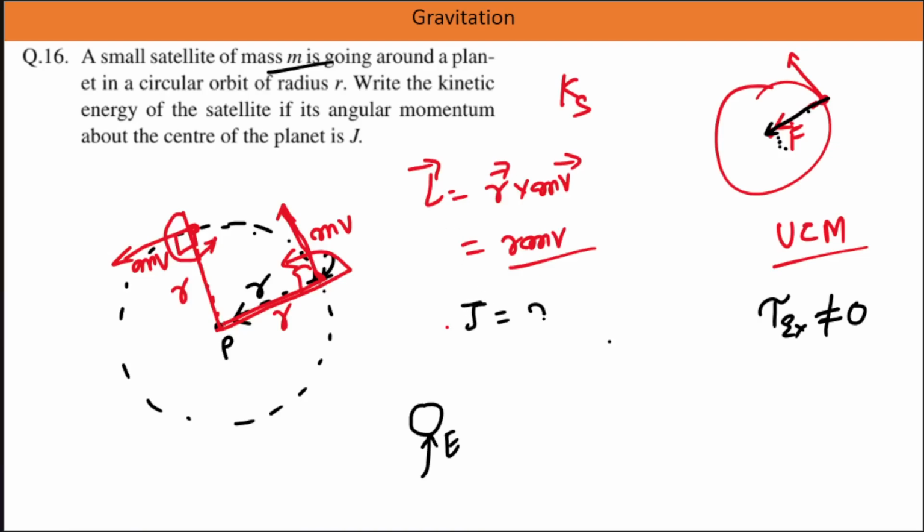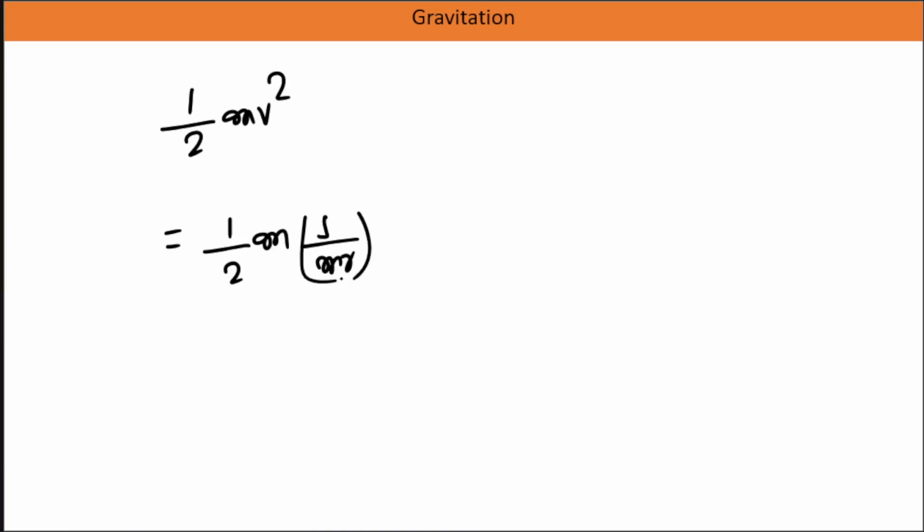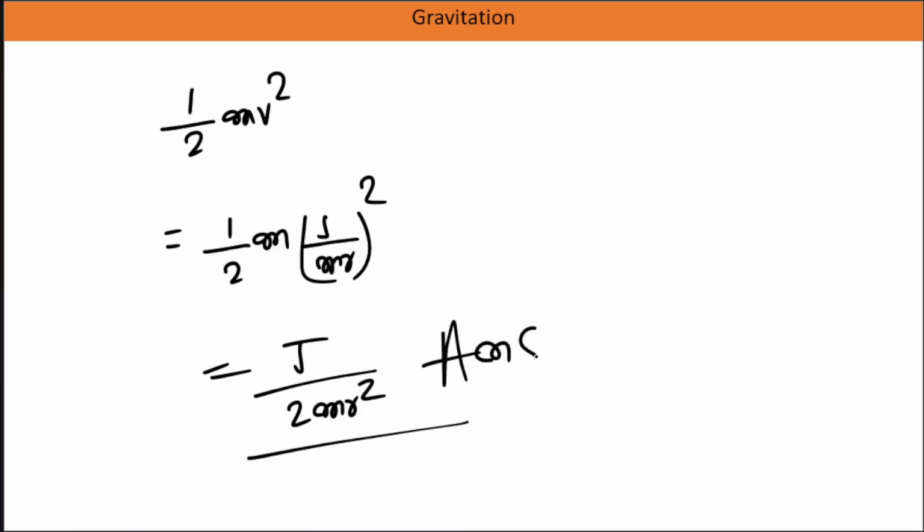And it can be written as rmv. From here you can calculate the velocity, so that is equal to J by mr. And now you can calculate the kinetic energy. So half mv square, and that is equal to half m times J by mr whole square. So this is equal to J square by 2mr square. So this is going to be your answer.